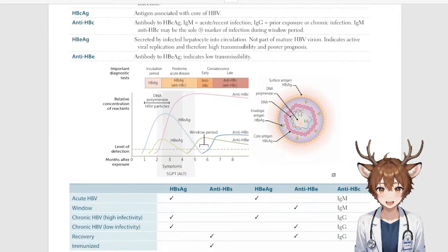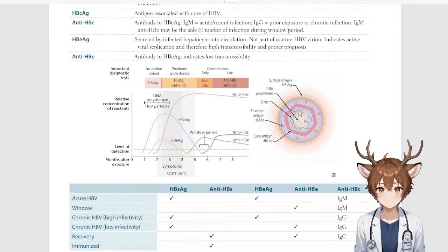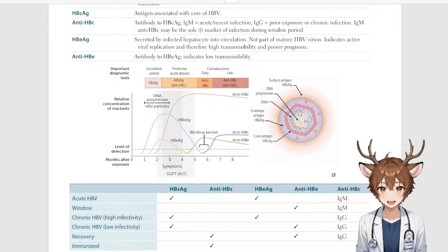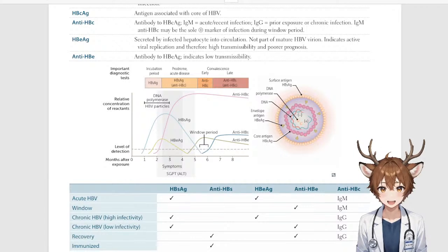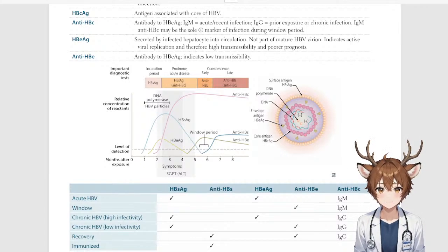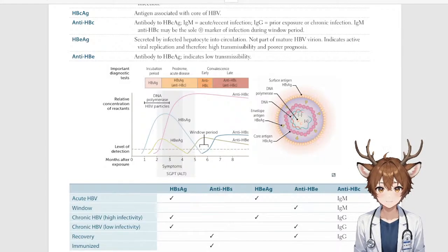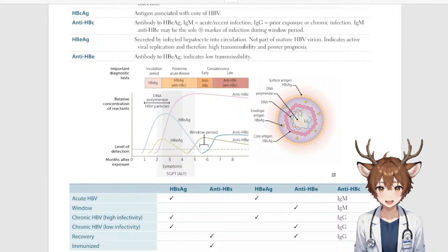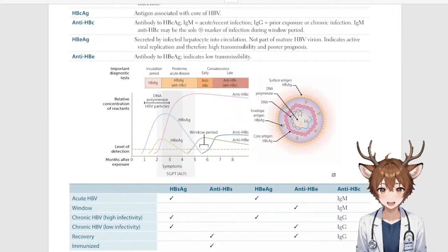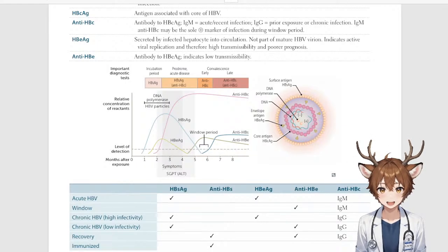Only the acute infection and the chronic infection have HBe antigen present. Everything else does not have that. Chronic infection, low infectivity as well, and then immunized state. Immunized state, you only have anti-HBs present. You only have the surface antibody present. Everything else is absent. All the other antibodies are not present, and none of the antigens are present when you have an immunization. Because if you actually had a recovery, all the antibodies should be present. For a recovery stage, you should have all the antibodies, but only the surface antibody will be present if you're immunized, essentially.